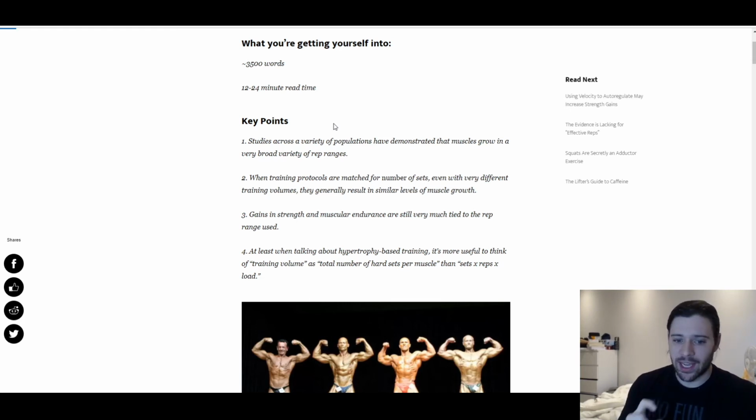At least when talking about size-based training, hypertrophy-based training, it is more useful to think of training volume as total hard number of sets per muscle than sets times reps times amount of weight used, load. So what that means is that the gold standard now for how to measure my volume is the number of challenging sets that you are doing for a given exercise, for a given muscle group per week.